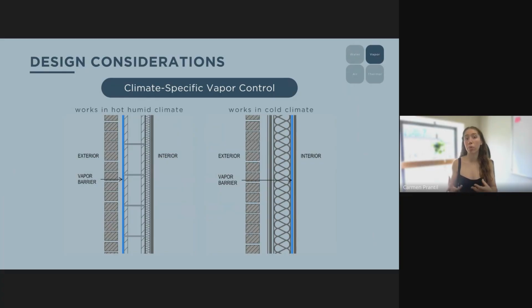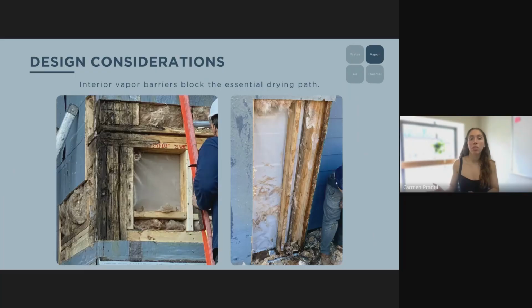Again, because that warmer air carries more moisture, it can do damage faster. So think about the climate that you're building in. Think about the vapor drive direction. And then place the vapor barrier on the correct side of the wall assembly for that climate and that vapor drive direction. All right, let's chat interior vapor barriers.